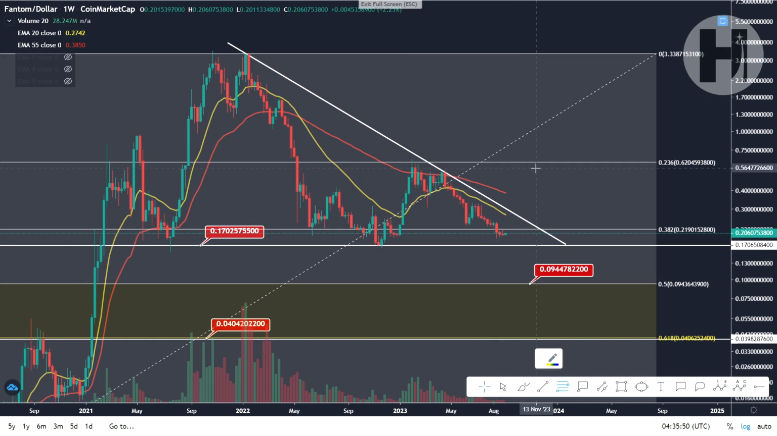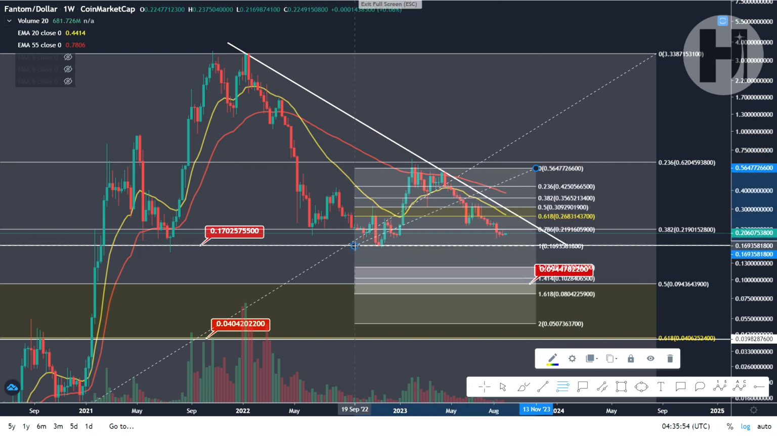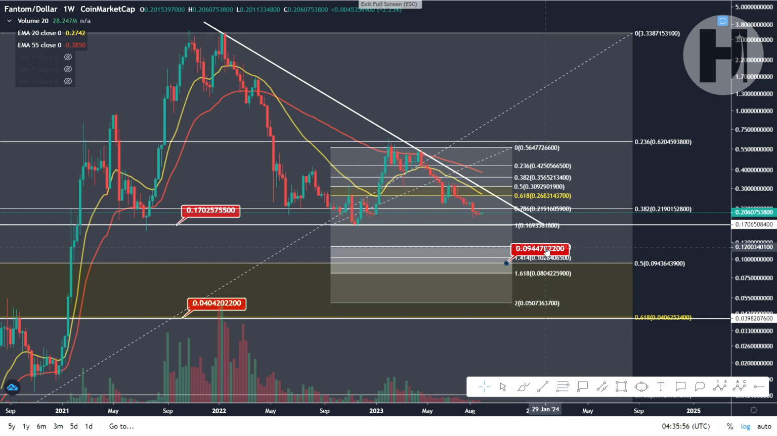Let's set up a Fibonacci retracement from this January 2023 high down to the November low. And you can see we have our extension levels from 12 cents down to 8 cents. So the 1.272 is going to be your minimal target at 12 cents.